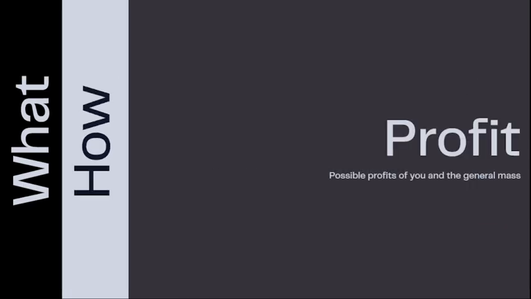For part 3, profit, the possible profits for the general mass. Here the word profit does not mean money. Here profit means all kinds of benefits, for example economic benefits, social benefits, ethical benefits, or environmental. Explain clearly how your research creates positive outcomes. Your goal is to show why your research really matters.